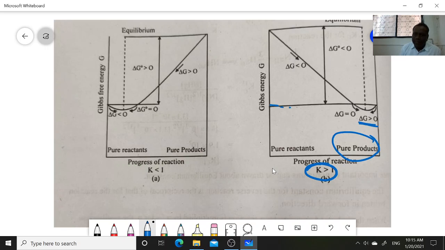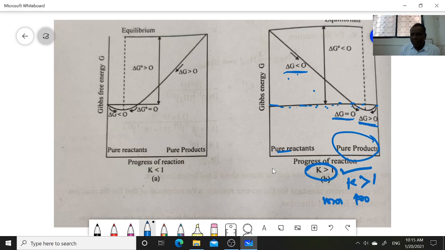At equilibrium, this is the equilibrium condition, delta G is equal to 0. In that case, the delta G value for the pure reactant is less than 0. This is the equilibrium condition. When the value of K is greater than 1, more products are favorable.